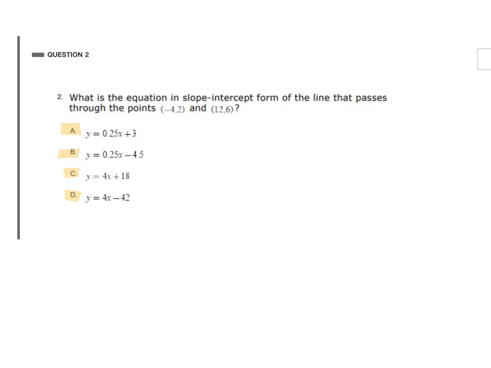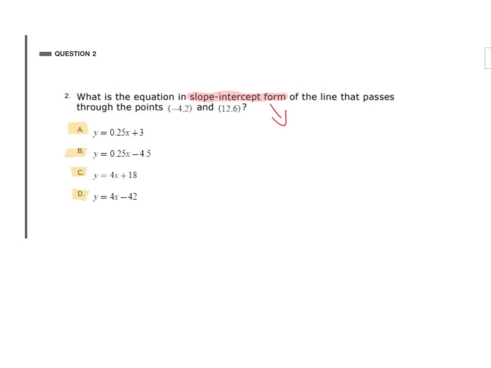So let's look at number 2. At number 2, it's asking me what is the equation in slope-intercept form of the line that passes through the points. So it's giving me 2 points, and where I'm going to highlight, it is asking me to put this in slope-intercept form. So of course we're going to go to our star chart, and I know that slope-intercept form.